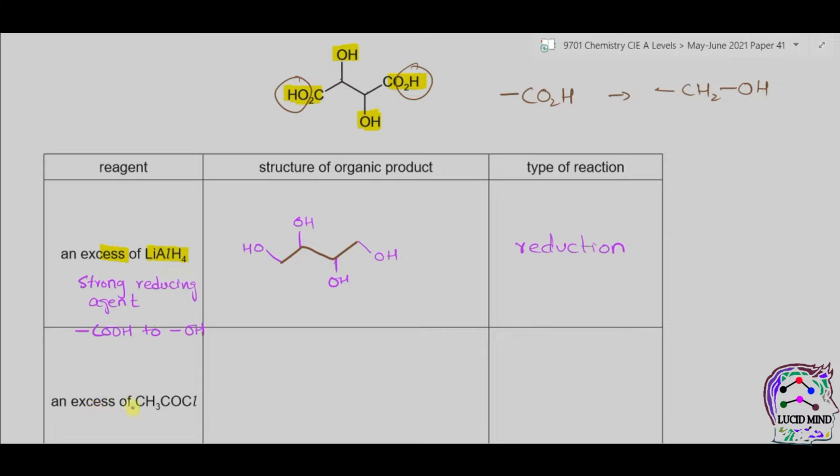Second is the reaction with an excess of ethanoyl chloride. Now ethanoyl chloride can react with the alcohol part and get converted into ester. So now we can make esters with these 2 alcohols. The rest of the structure does not change.